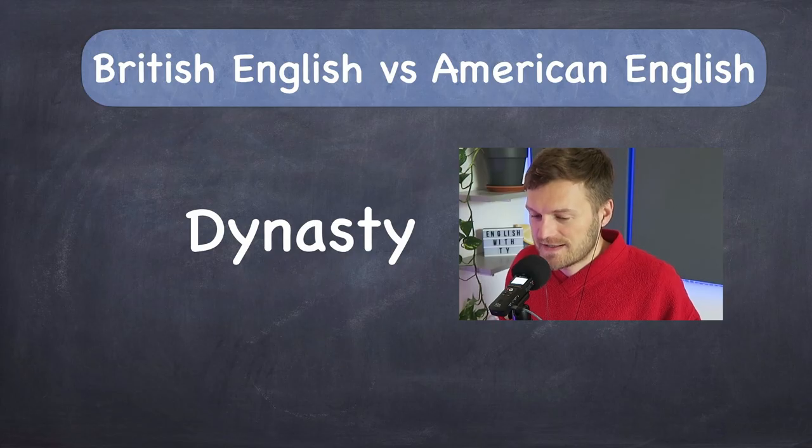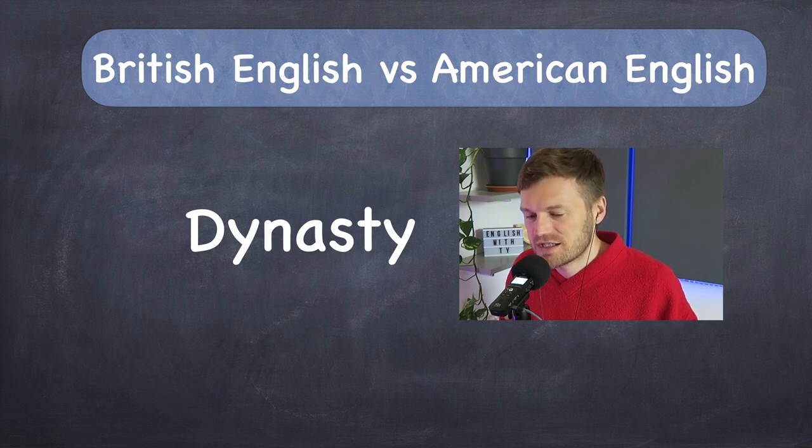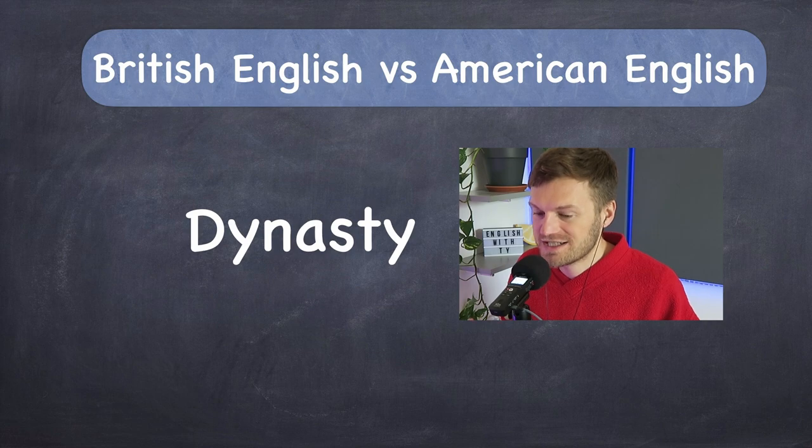Okay, the word I'm looking at now is spelled D-Y-N-A-S-T-Y. Now, how would you pronounce this word? Let me know in the comments. In British English, some people would say dynasty. Not everyone. There's many regional accents. Some people will not say dynasty, but many people will say dynasty with the D sound at the beginning. Whereas in American English, many people would say dynasty. Now, in my opinion, many people in the UK would also say dynasty. But that is quite American, in my opinion. So here is an example of the British way of saying dynasty.